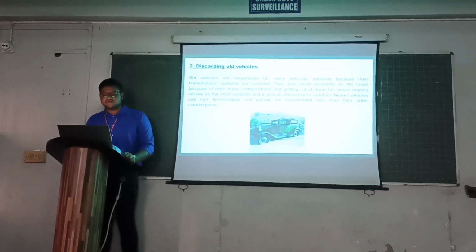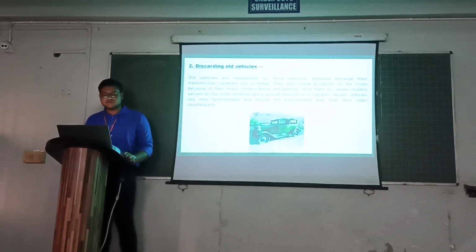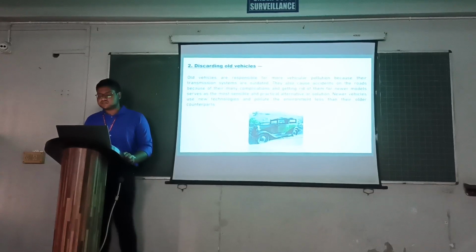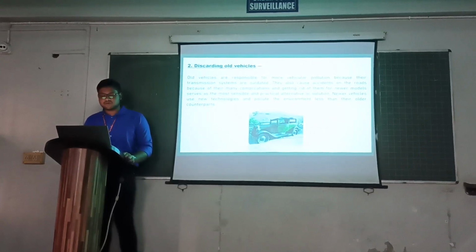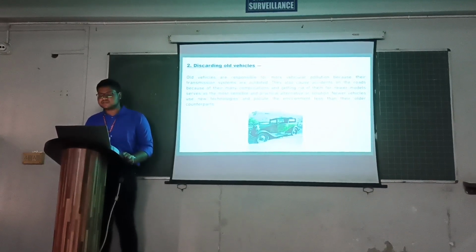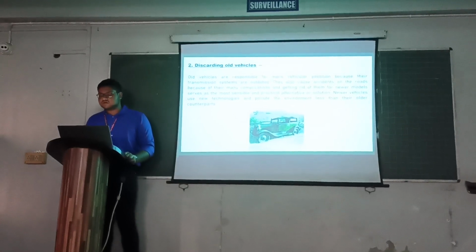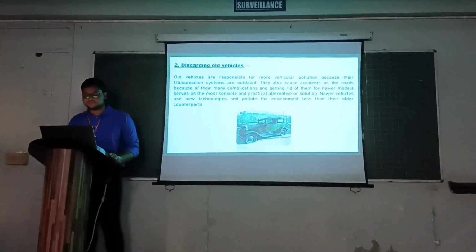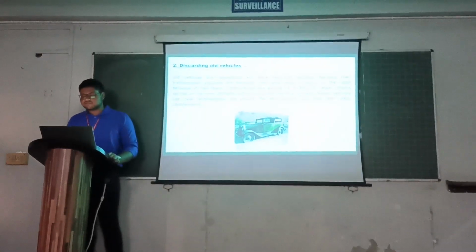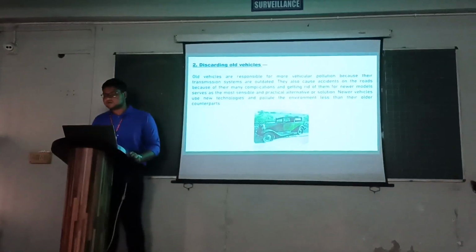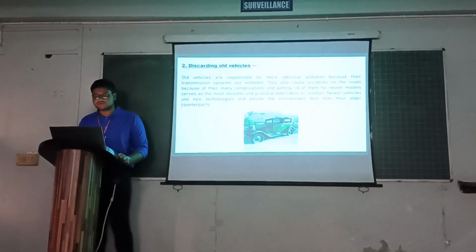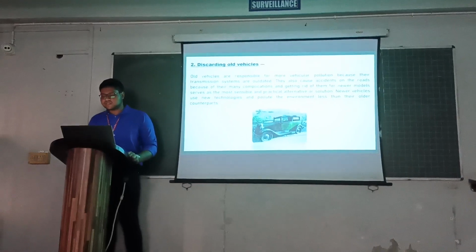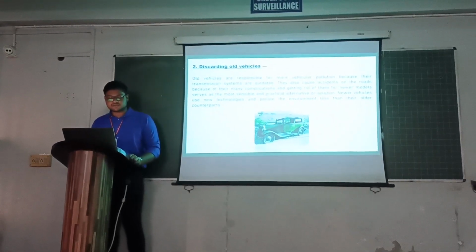Replacing old vehicles. Old vehicles are responsible for more vehicular pollution because their transmission systems are outdated. They also cause accidents on the roads because of their many complications, and getting rid of them for newer models serves as the most sensible and practical solution. Newer vehicles use better technologies and pollute the environment less than their older counterparts.